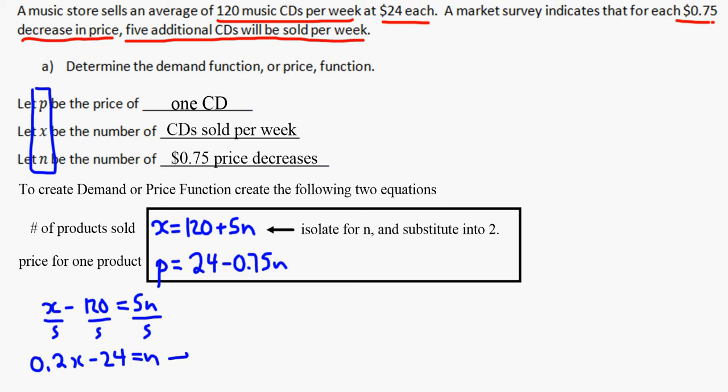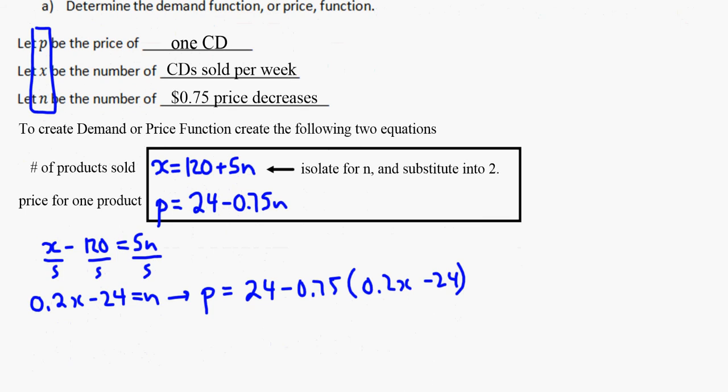So I'm going to put it into this equation here, because right now I've got p is equal to 24 minus 0.75 times (0.2x minus 24). But if you notice here, folks, everything is in terms of x. So what can I do? I can then call this P of X my demand function.